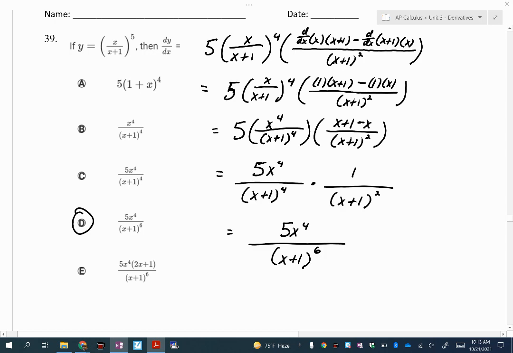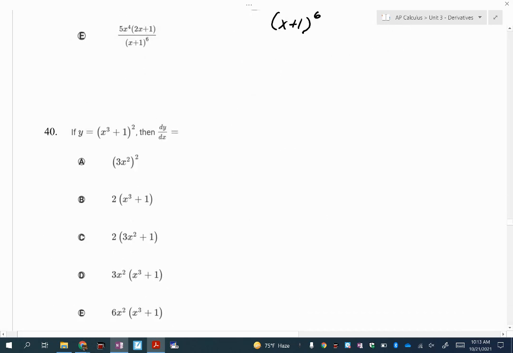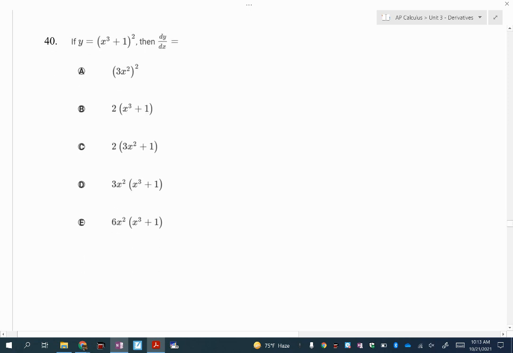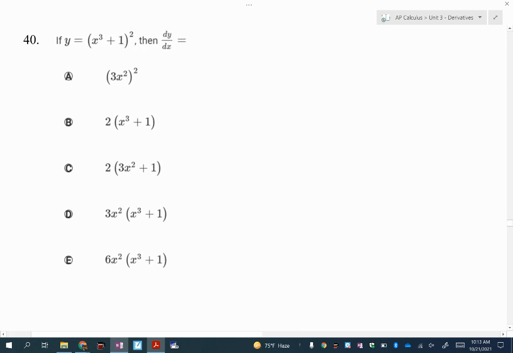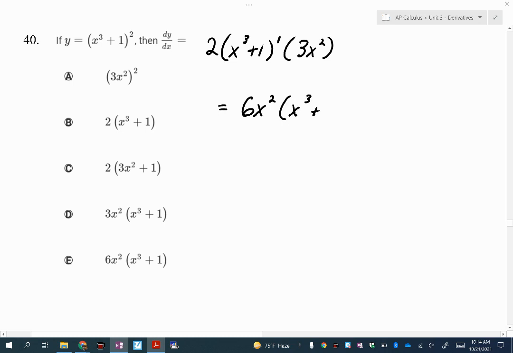Okay, last question, then we'll be done with part 2. Stay tuned for part 3. All right, so last one. We have y equals x cubed plus 1, all of that squared. So find dy dx. So power rule here first. 2 times x cubed plus 1 to the 1st power times, here's the chain rule, the derivative of x cubed plus 1, which is going to be 3x squared. Clean it up, you get 6x squared times x cubed plus 1, which is going to be E.